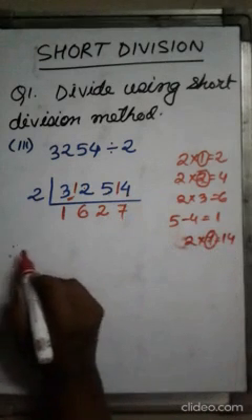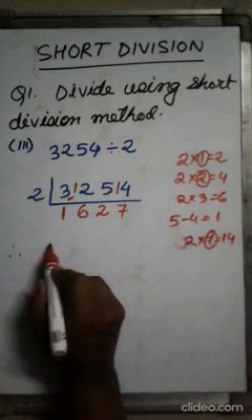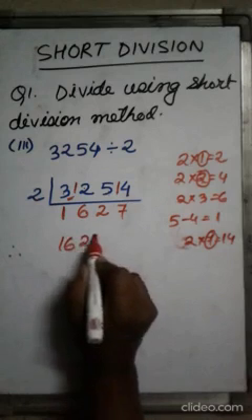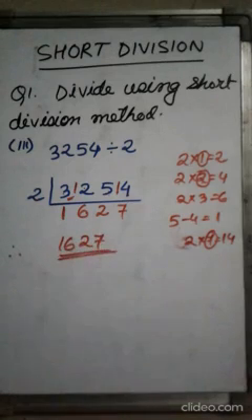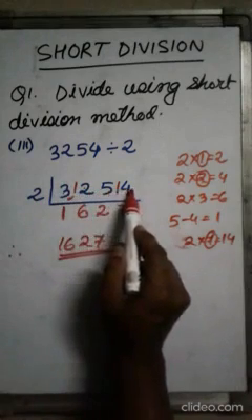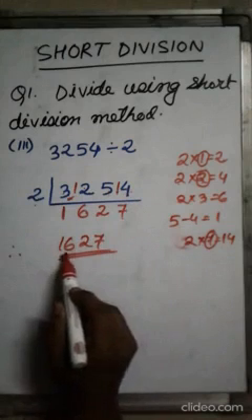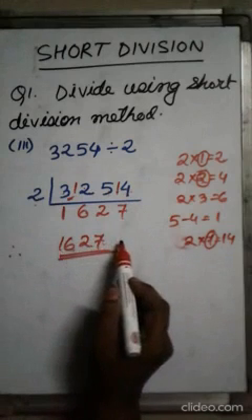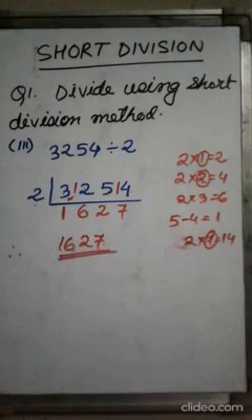Therefore our answer is 1627. If we divide 3254 by 2, our answer is 1627 using the short division method.